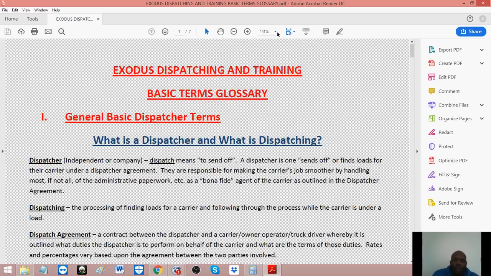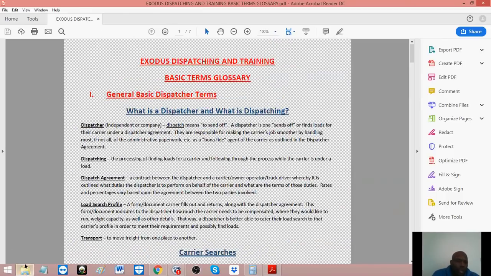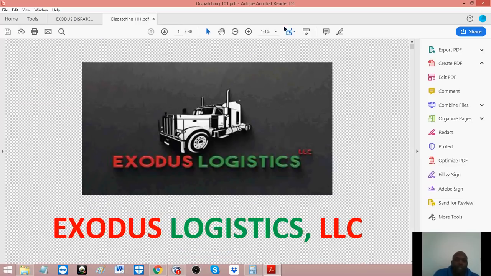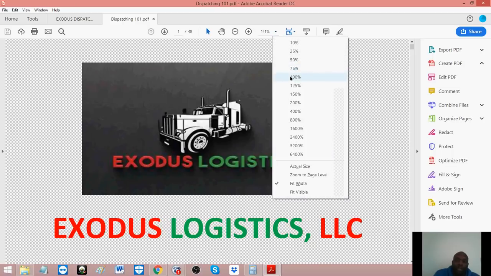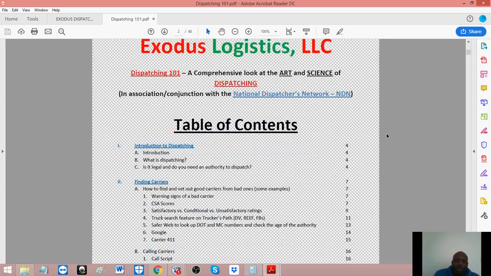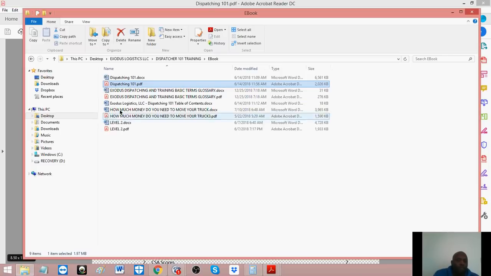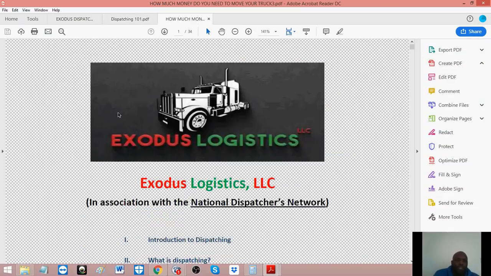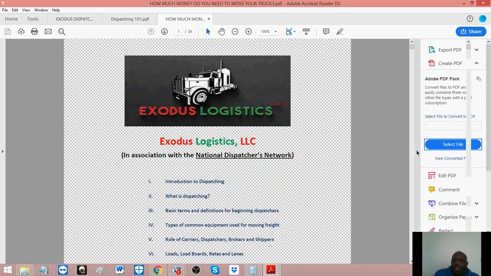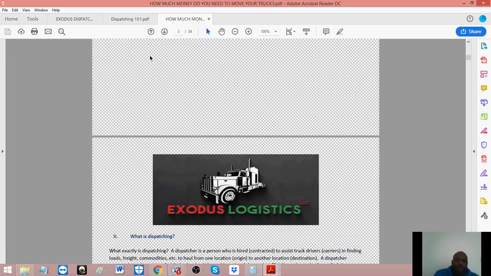There's a PDF of it. It's a 7-page glossary. And then I also have the PDFs of the Dispatcher 101 ebook. That's a 40-page ebook. Dispatcher 101, training for beginners, going through different things, table of contents. I've designed all this myself. What else? How much money you need to move your truck, ebook, 34 pages. So all this content on a basic level tells what is in it and goes over everything.